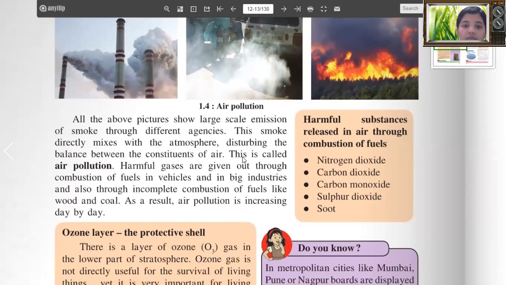Harmful gases are given out through the combustion of fuels in the vehicles and in big industries, and also through incomplete combustion of fuels like wood and coal. As a result, air pollution is increasing day by day. Harmful substances released in air through combustion of fuels: nitrogen dioxide, carbon monoxide, sulfur dioxide, soot.